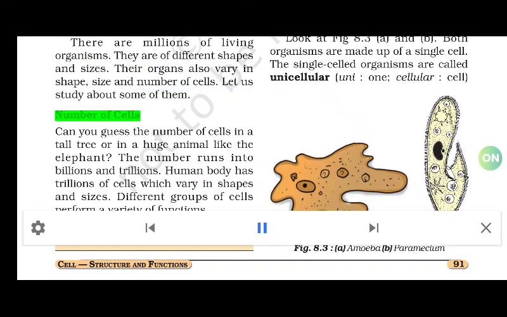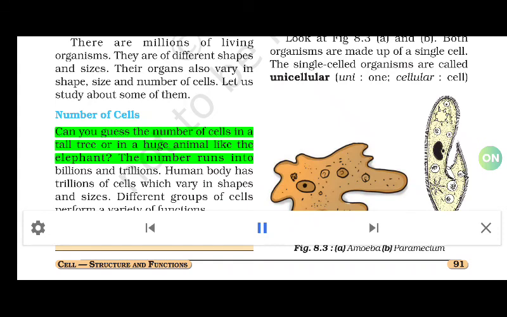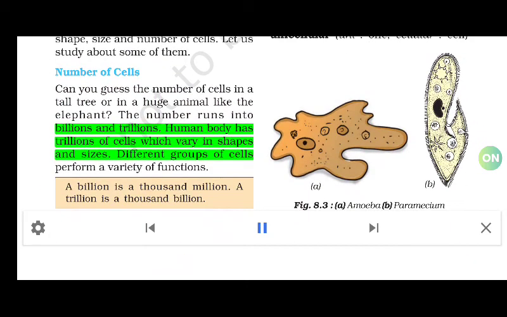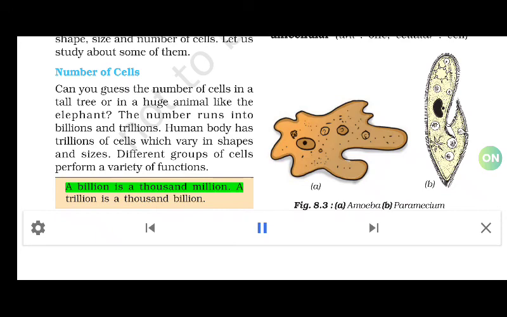Number of cells. Can you guess the number of cells in a tall tree or in a huge animal like the elephant? The number runs into billions and trillions. The human body has trillions of cells which vary in shapes and sizes. Different groups of cells perform a variety of functions. A billion is 1,000 million. A trillion is 1,000 billion.